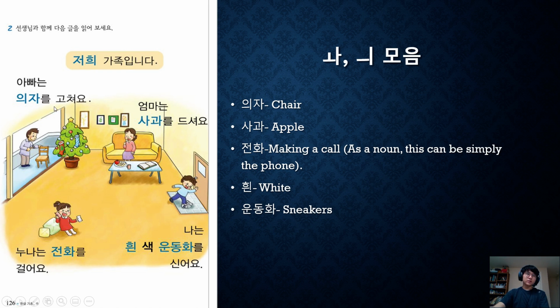아빠는 의자를 고쳐요. What's an 의자? 의자 is chair. We can see 의 with the 의 moom or vowel.